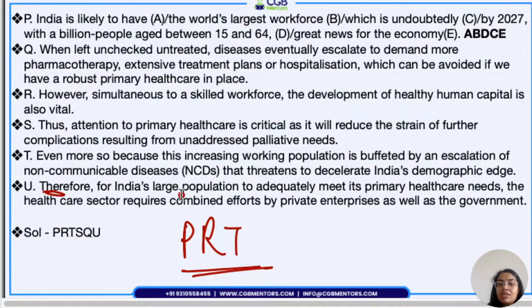For India's large population, it is the conclusion of the whole India's population. To adequately meet its primary healthcare needs, the healthcare sector requires combined efforts by private and government. So this is a suggestion. That kind of conclusion definitely goes last.